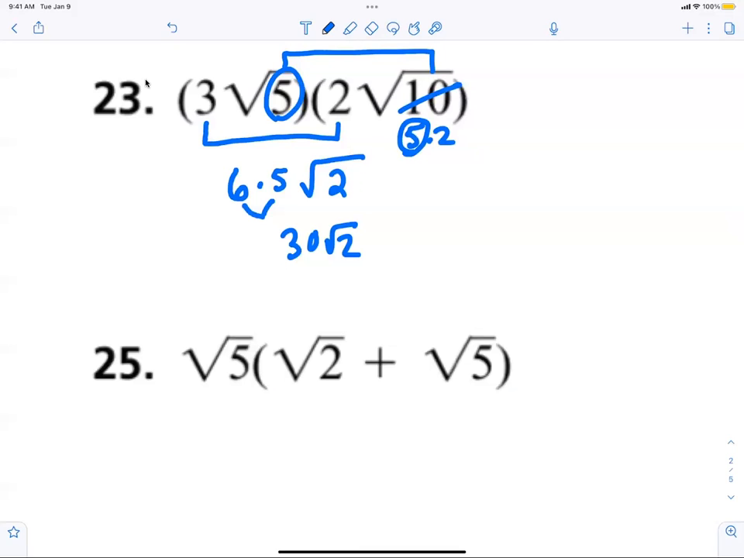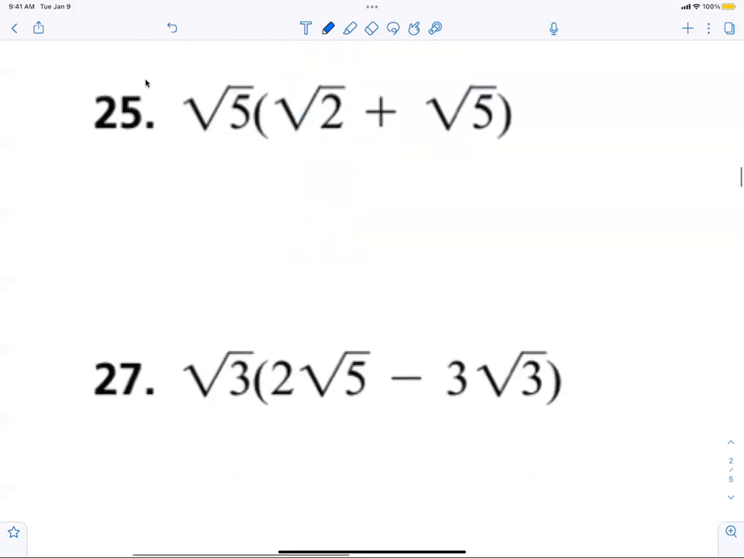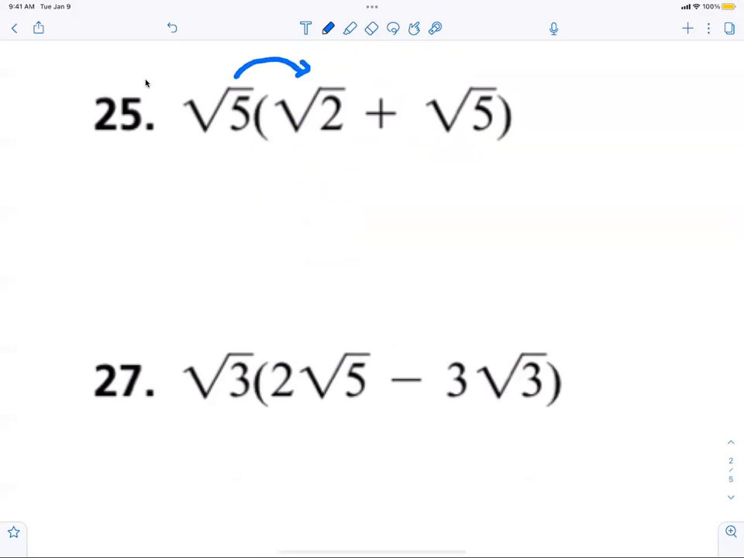All right, any issues with that? All right, now, because there is addition, we are now distributing. We're distributing a square root of 5. So write down what you think the answer is. All right, Reese, tell them.